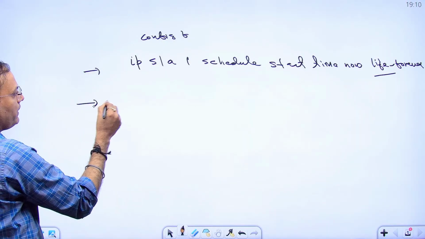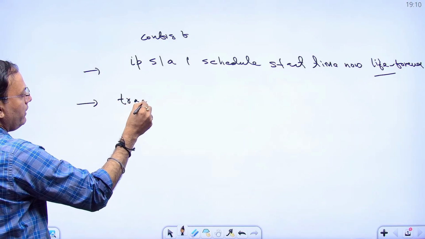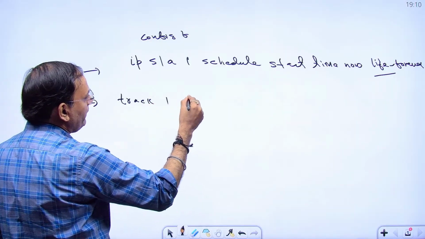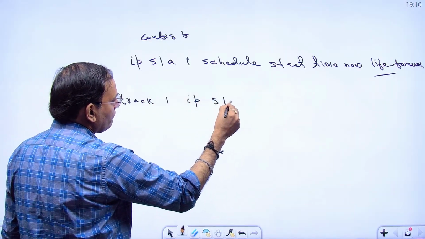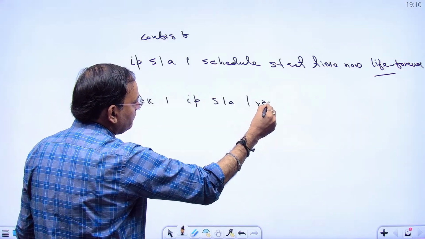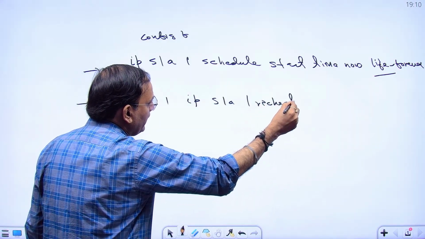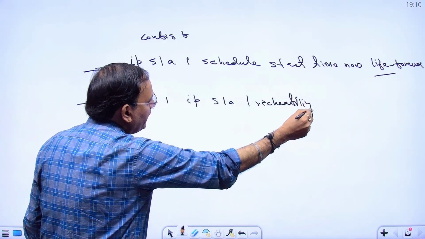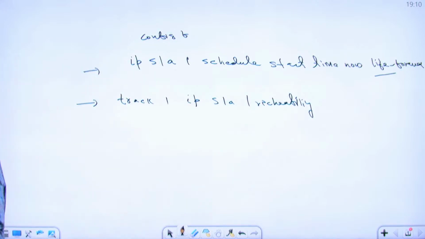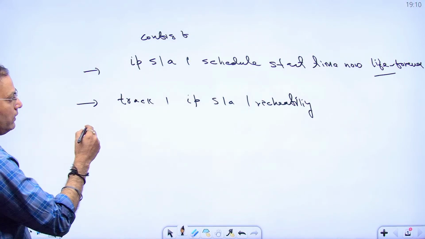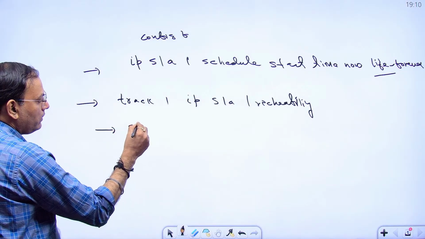And the second step is track 1 IPSLA 1 reachability. It will check the reachability of the track. Once you configure your IPSLA, then check show IPSLA.